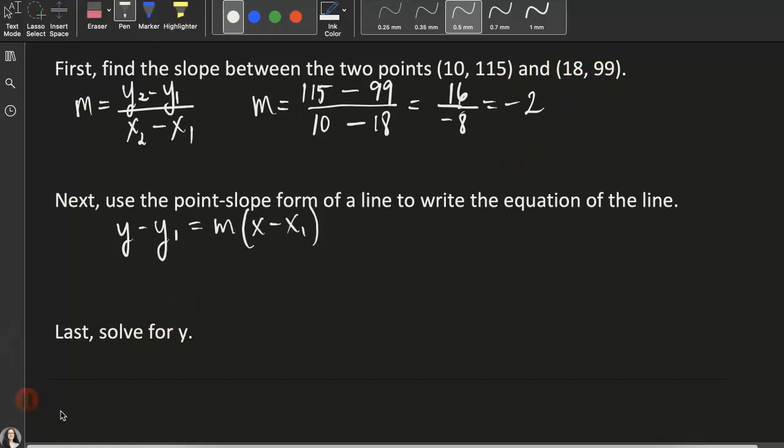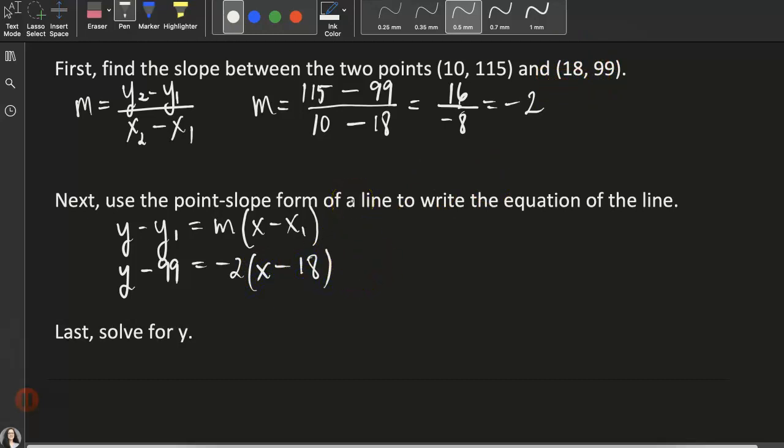Next, we're going to plug in some information into this formula for an equation of a line given the slope and one of the points. So let's substitute some values that we know here. I'm going to use this second point. So the y value in that second point is 99. The slope we just calculated to be -2. And the x value of that point is 18.